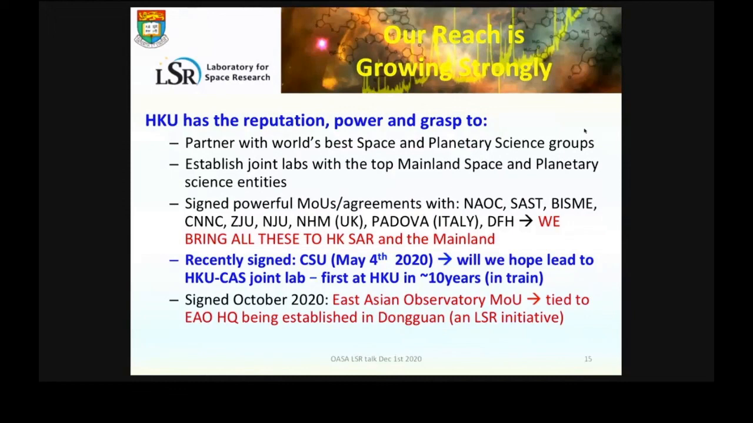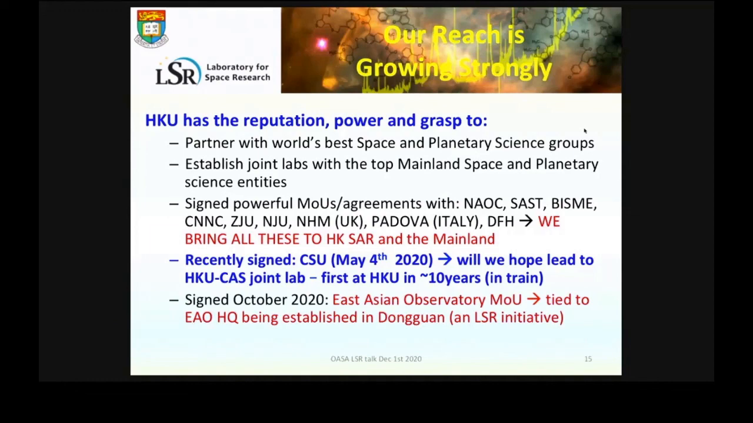We're establishing joint labs with top mainland space and planetary science entities. We've signed very powerful MOUs and agreements with the National Astronomical Observatories of China, the Shanghai Academy of Spaceflight Technology, the Beijing Institute for Science and Mechanical Electricity, the Chinese National Nuclear Corporation. Oh, that's interesting. Why are we doing that? There's a story there. Zhejiang University, Nanjing University, the Natural History Museum in London, Padua in Italy, etc. We bring all of these to Hong Kong SAR and the mainland in terms of our capacity.